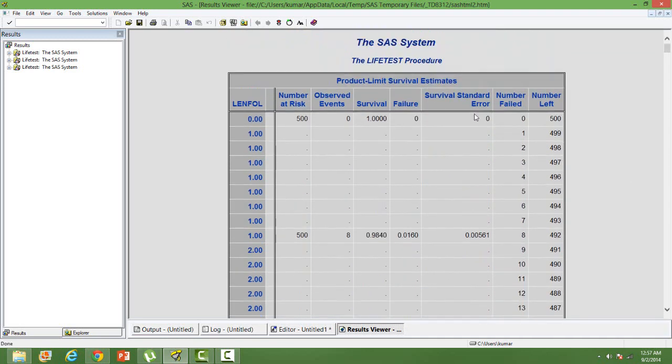The survival probability is 1 at time 0. That means the probability that an individual will survive beyond time 0 is 1. Everybody is going to survive. But after time 1, when 8 people have died, the survival probability decreases. Obviously, because people are dying now, and the probability of surviving beyond time 1 reduces. And it is reduced to 0.98.